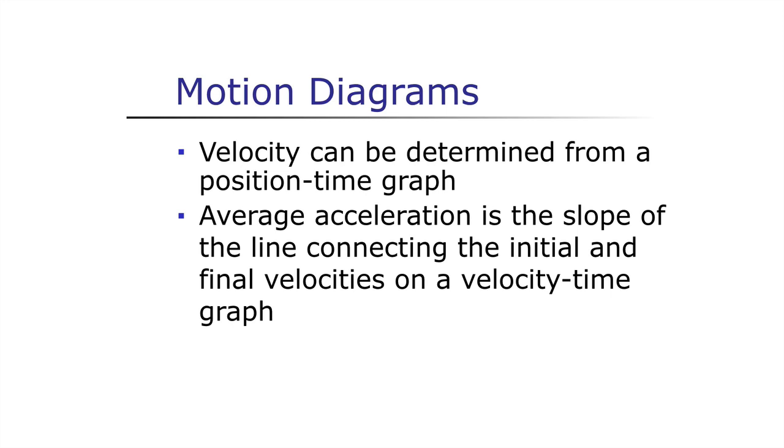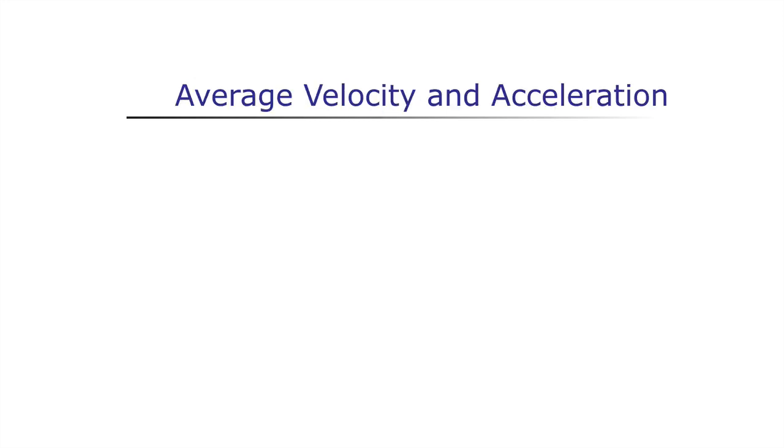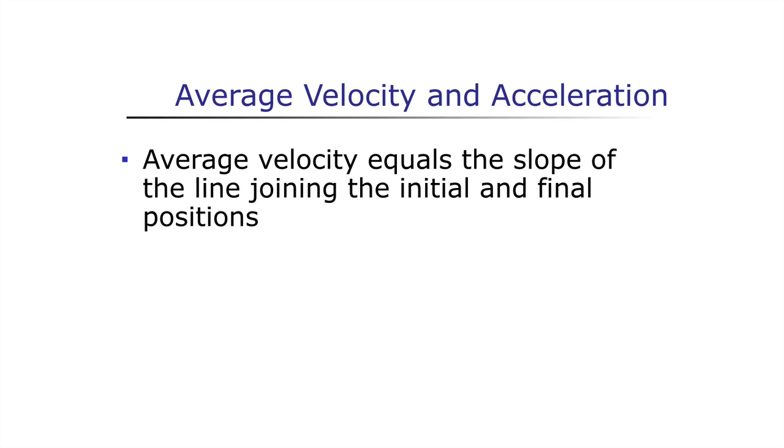Motion diagrams. In a motion diagram, if someone gives you a set of displacement data with time, then by graphing the displacement versus time graph, you can determine the average velocity between 2 points. Likewise, if someone gives you a set of velocity data with time, then you can plot the velocity versus time chart and determine the average acceleration of the motion. So how do we determine those things? The average velocity is equivalent to the slope of the line that joins the initial and final positions on the graph.